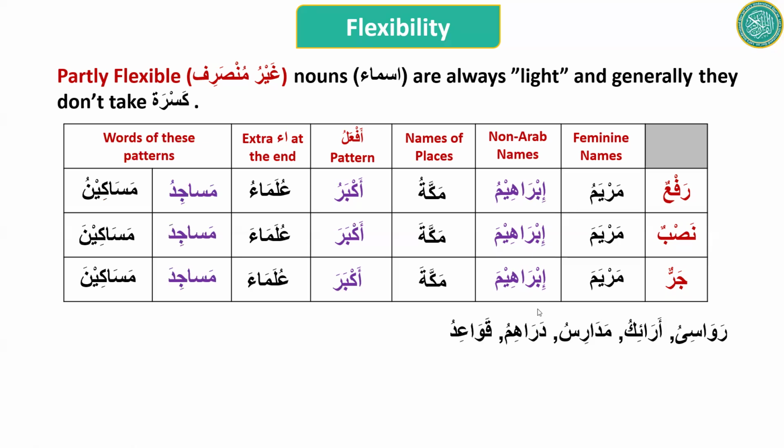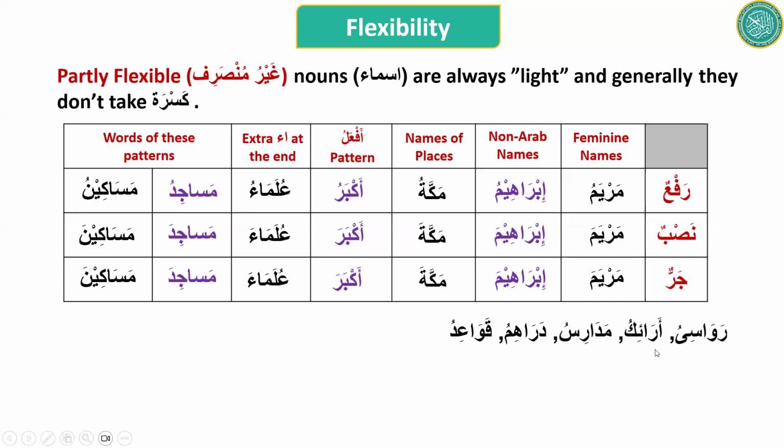For example, rawasiyu. It's like masajidu. Araiku. There is no meem at the beginning, you see. So rawasiyu is like masajidu. Araiku, again like masajidu. Madarisu, darahimu, qawaidu. They're all taken from the Quran. They are used in the Quran.